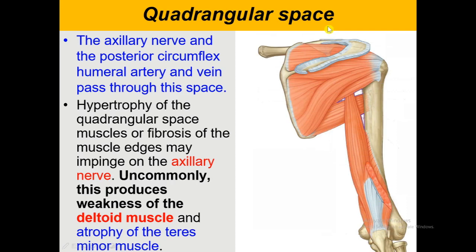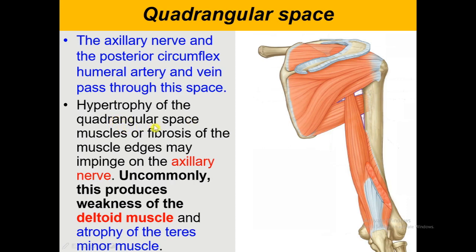Let's talk about the quadrangular space. The axillary nerve, the posterior circumflex humeral artery, and the vein pass through this space. Quadrangular because it has four angles. The boundaries of this quadrangular space are: laterally, the humerus; medially, the long head of the triceps; superiorly, teres minor; inferiorly, teres major. This is the quadrangular space here.